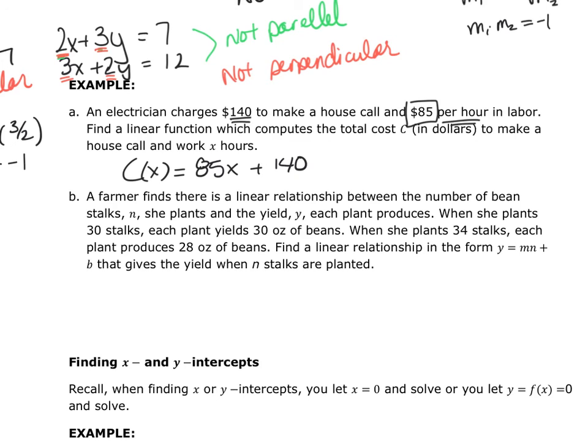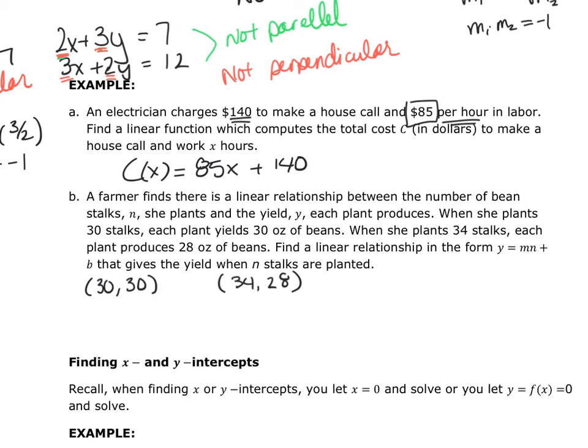So let's take a look at B. I want you to read through it and see if you all can do B, and then I'll give you a couple of moments to try to go through it, and then we will answer that one too. So as you read through this, the independent variable is the number of beanstalks you plant, and the yield, or the dependent variable, is the y.